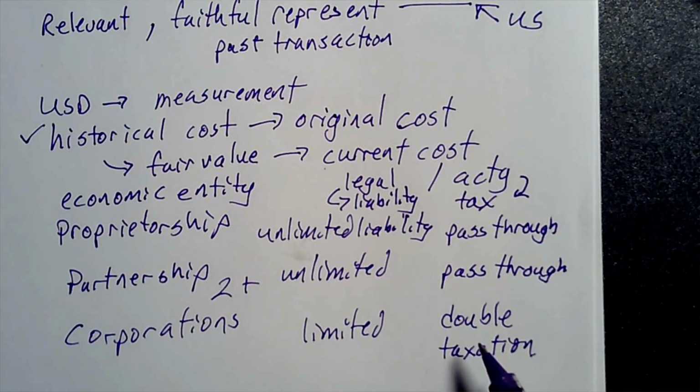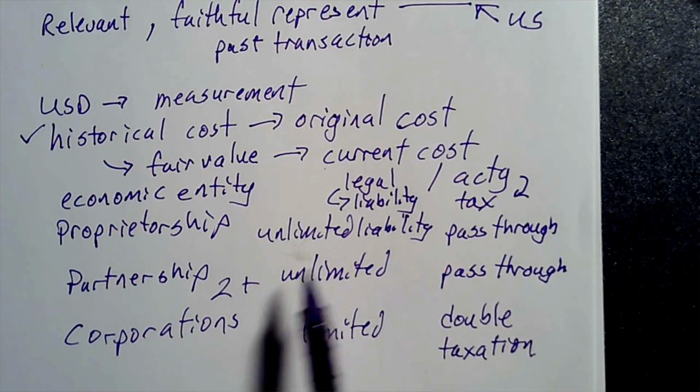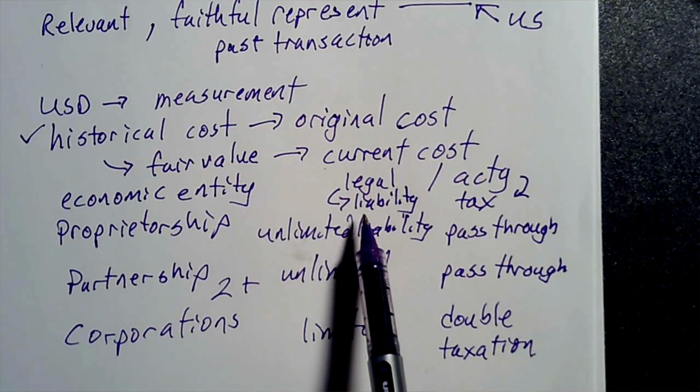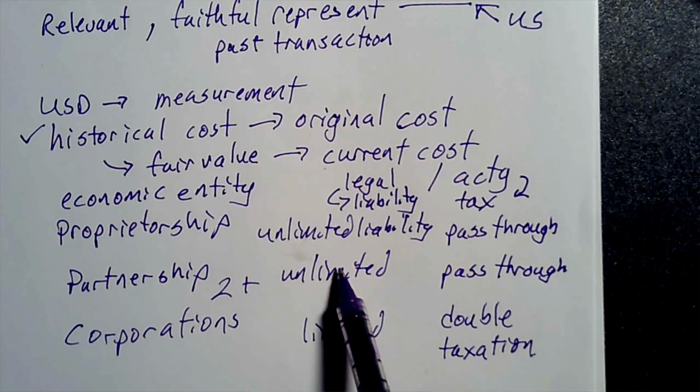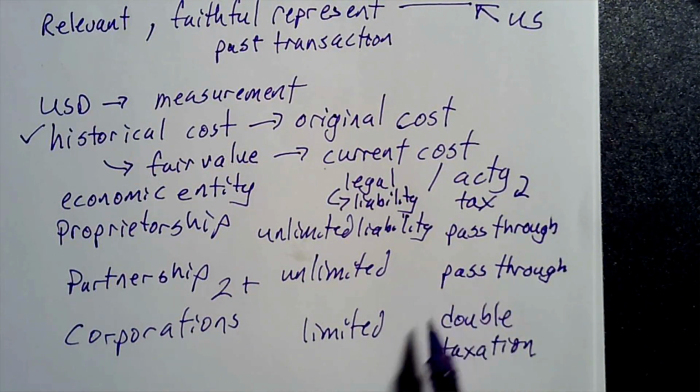So you can see that these first two have an unfavorable legal situation, but a favorable tax situation. The corporations have a favorable legal situation, and it's not that unfavorable. It's just how it is, double taxation. If they could have thought of a better way, they would have done it, but they haven't. So that's the way we've kept it for now.